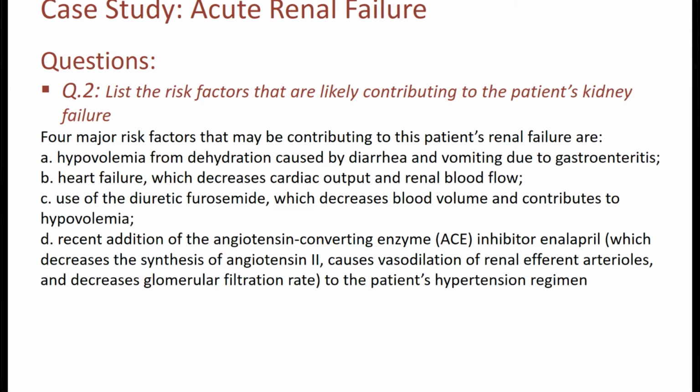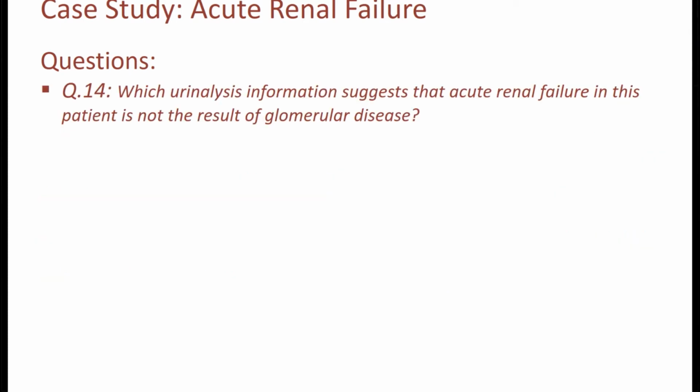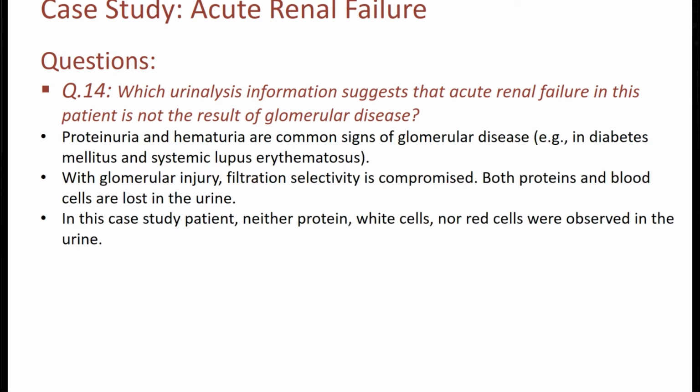Which urine analysis information suggests that acute renal failure in this patient is not the result of glomerular disease? Now, the glomerulus is where you do your filtration. And filtration simply is a pressure-related process. So the higher the pressure, the more the filtration, and vice versa. When you have normal pressure, everything passes out of the glomerulus. The glomerulus is a capillary. Everything can pass out except proteins and blood cells.